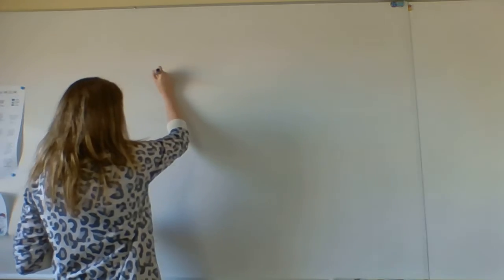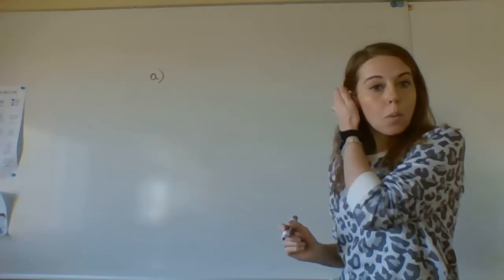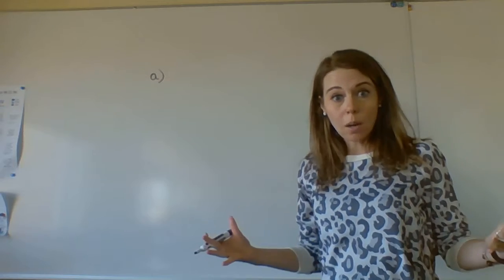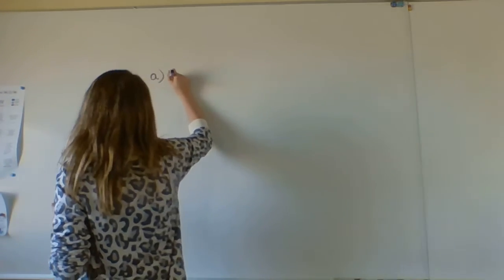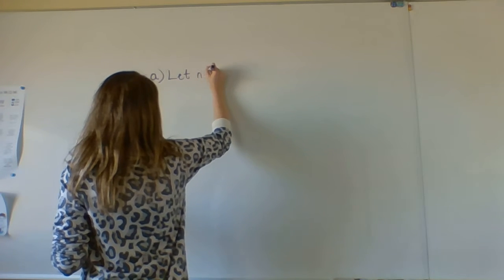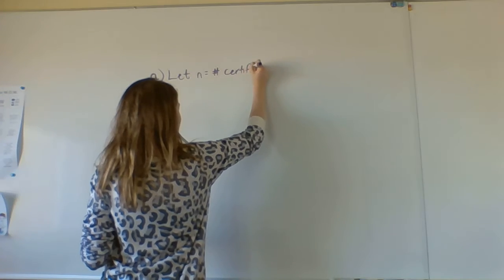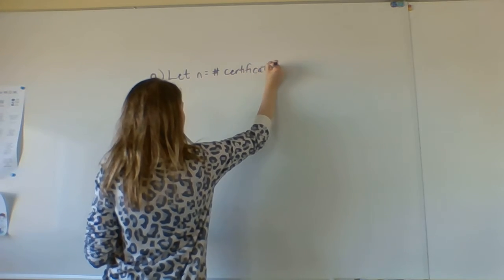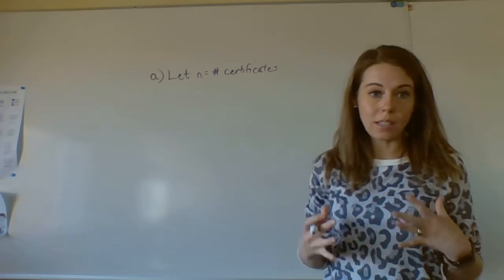So for that, we need to, first of all, come up with a variable. So I'm going to let n equal the number of certificates. And then I need to come up with that equation.